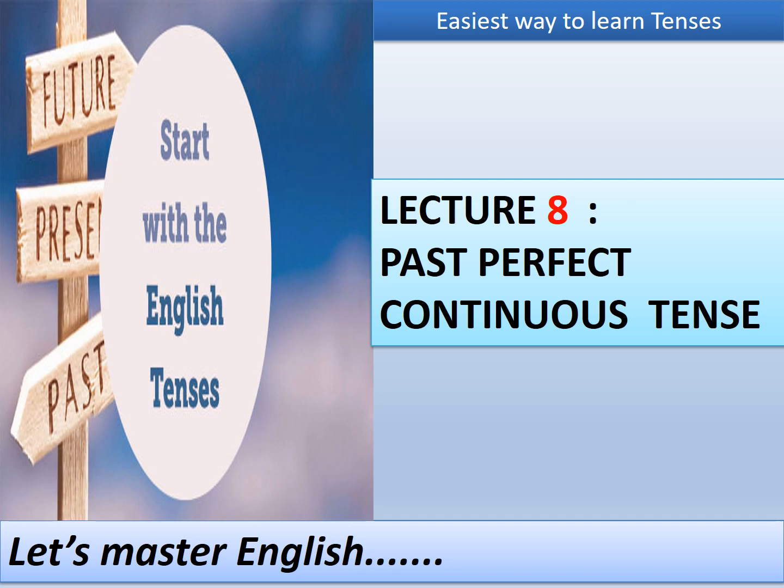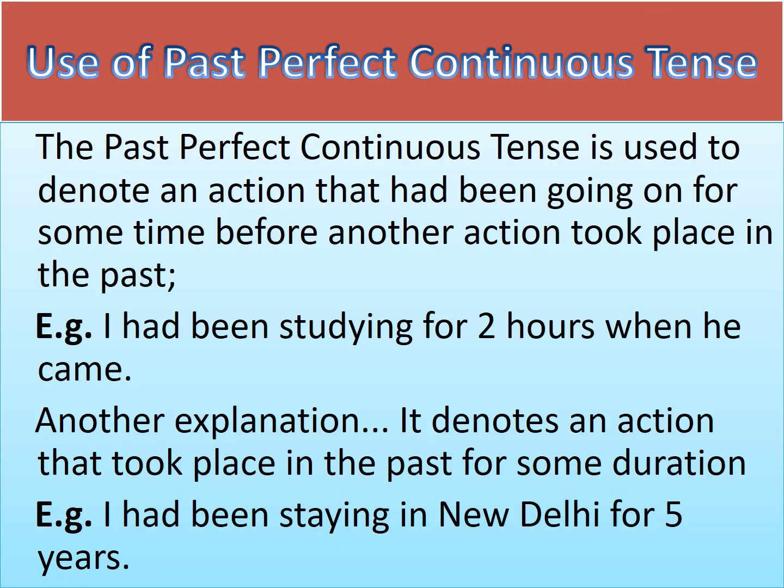At the onset, let us study the use of past perfect continuous tense. The past perfect continuous tense is used to denote an action that had been going on for some time before another action took place in the past. For example, I had been studying for 2 hours when he came. Another explanation could be it denotes an action that took place in the past for some duration. For example, I had been staying in New Delhi for 5 years.